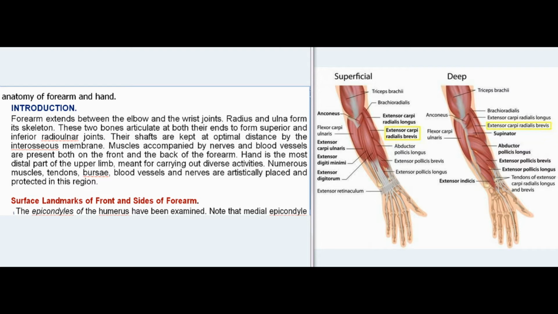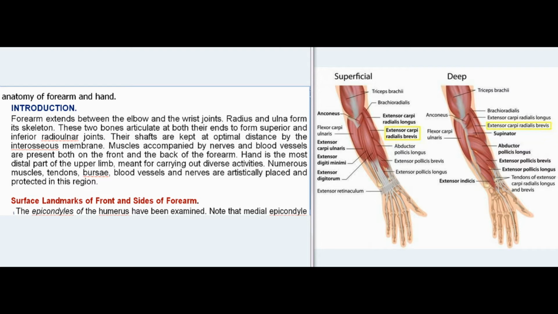Muscles accompanied by nerves and blood vessels are present both on the front and the back of the forearm. Hand is the most distal part of the upper limb, meant for carrying out diverse activities. Numerous muscles, tendons, bursae, blood vessels, and nerves are artistically placed and protected in this region.